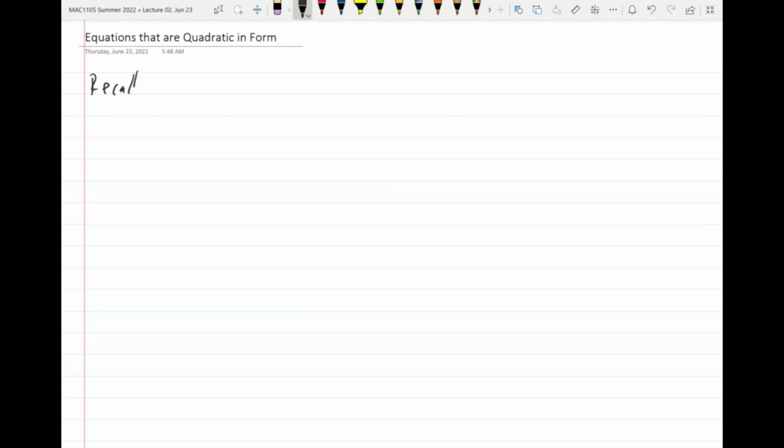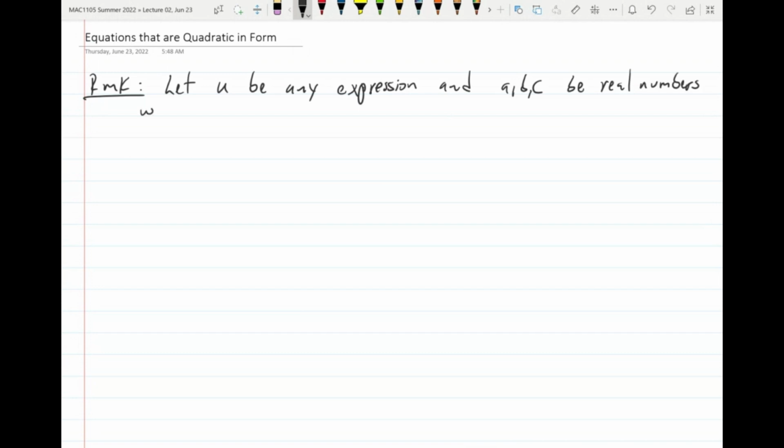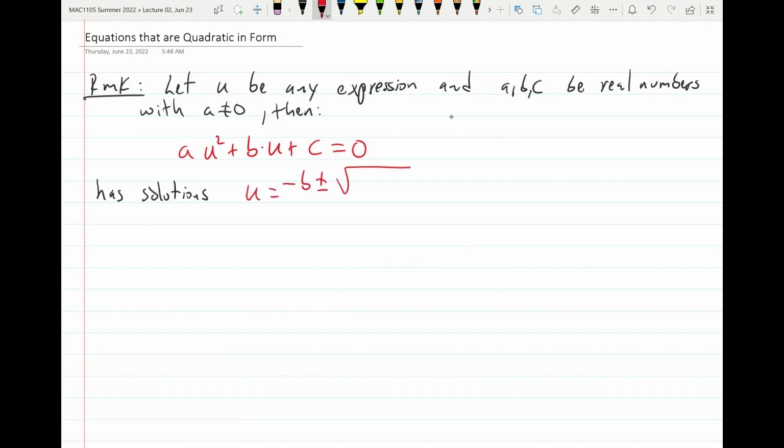So let me do this. I'm going to rewrite the quadratic formula, but instead of using x, I'm going to use u. Let me say remark: let u be any expression, and a, b, c be real numbers with a different than zero. Then the equation a times u squared plus b times u plus c equals zero has solutions u equals negative b plus or minus square root of b squared minus 4ac over 2a.